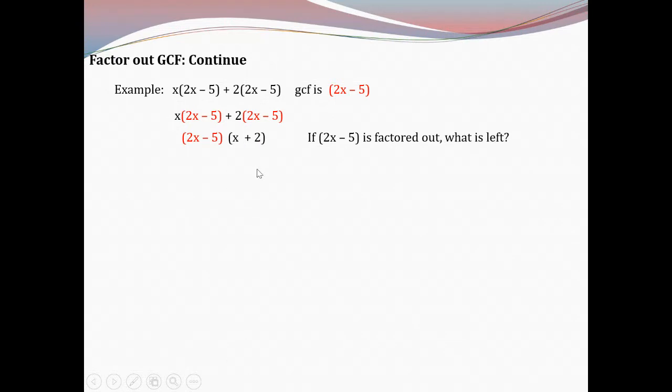Okay, for some students. So here, the GCF, right, is going to be 2x minus 5. The binomial 2x minus 5. So they have the 2x minus 5 in common. So if I factor it out, what's left? It's going to be x plus 2. So to factor out or to simplify the expression, it is x times (2x minus 5) plus 2 times (2x minus 5). This is the way it should be simplified.